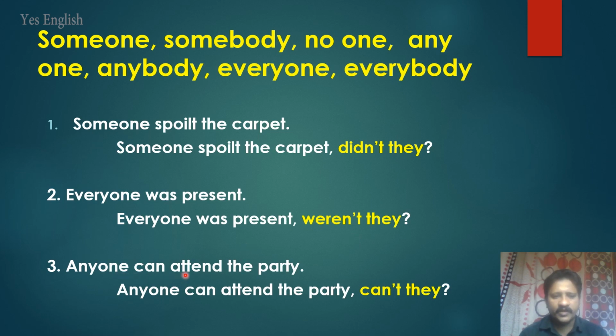Number 3, anyone can attend the party. So can as a modal auxiliary is repeated here, negative. So instead of cannot we use can't, and instead of anyone we use the pronoun they. So please note these expressions like someone, somebody, no one, anyone, anybody, everyone, and everybody will be a little bit confusing because we cannot use he or she. Instead we use they at the end of the tag.